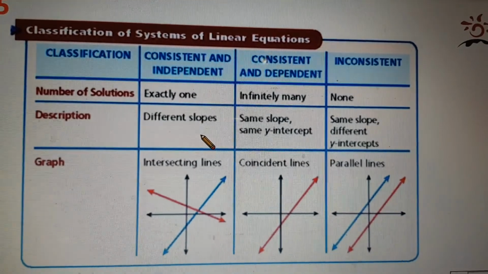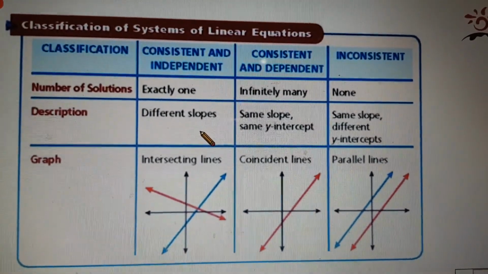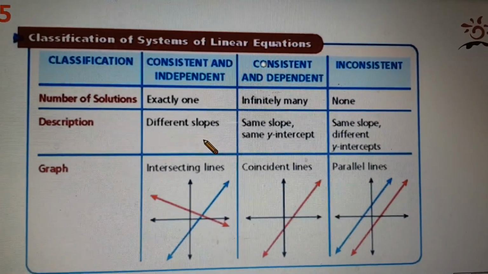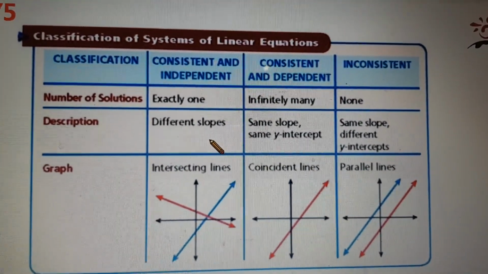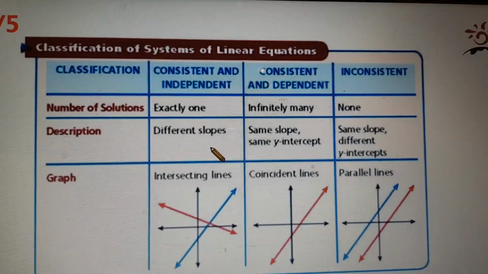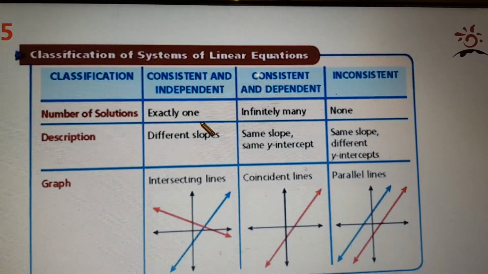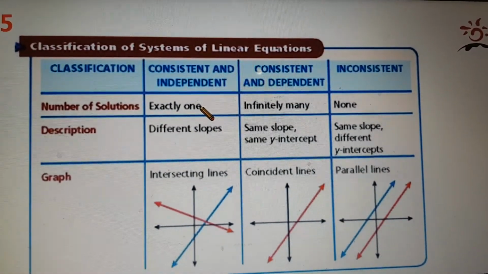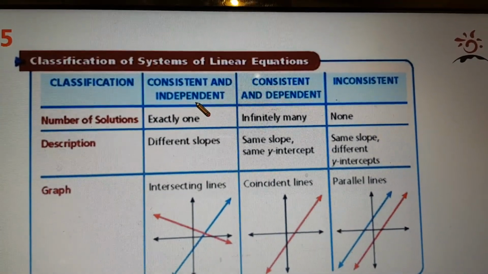So you have a given system of linear equations. Put each one in y equals mx plus b. The first equation, y equals mx plus b. The second equation, y equals mx plus b. And compare your slopes. If you have different slopes, you have exactly one solution. This one is called consistent and independent.